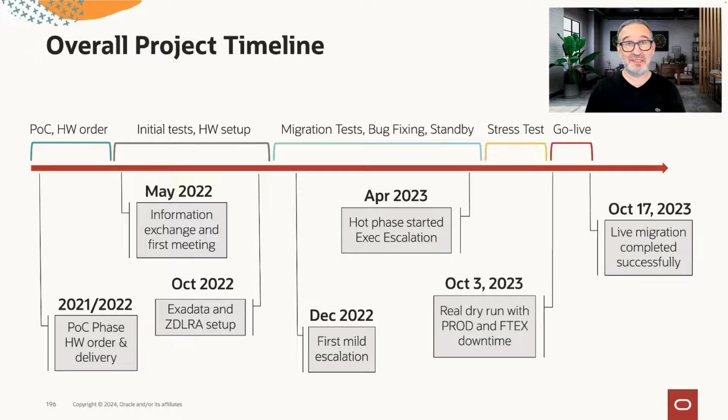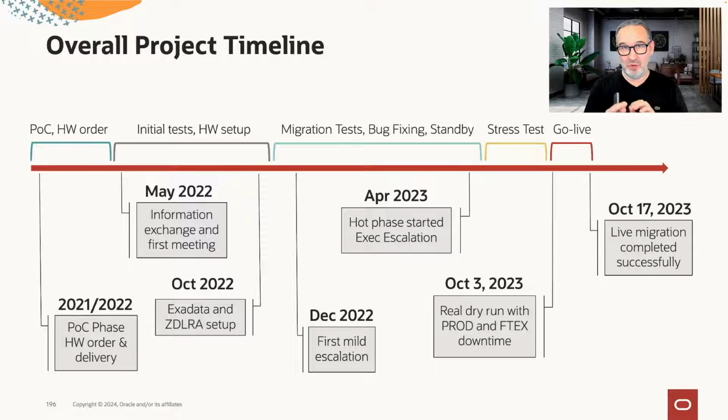And once the stress testing was done, the hot phase, the go-live phase, started with a real dry run on October 3rd. A real dry run means we get a production outage. We stop the production for 2 hours to set our tablespaces into read-only mode and exercise the entire migration end to end. Trust me, this was the most important thing of the entire project.